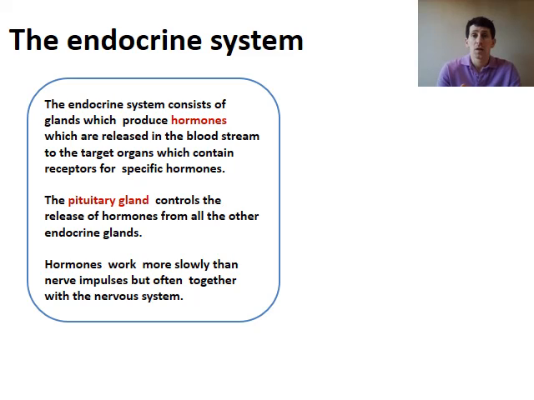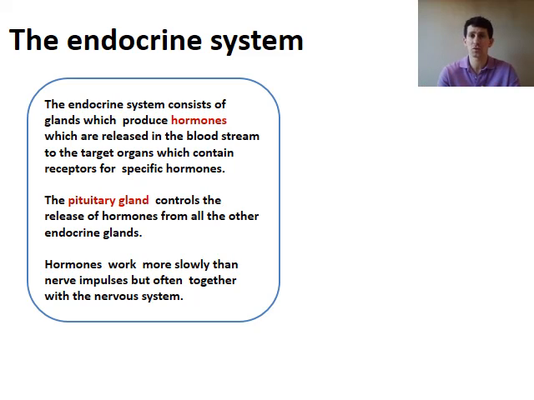So the pituitary gland, which is otherwise known as the master gland, controls the release of hormones from all of the other glands that we're going to be having a look at. So it's a really, really important gland that can basically determine and control the release of all other hormones in our body. And hormones work relatively slowly.